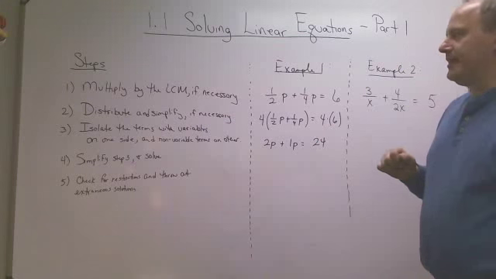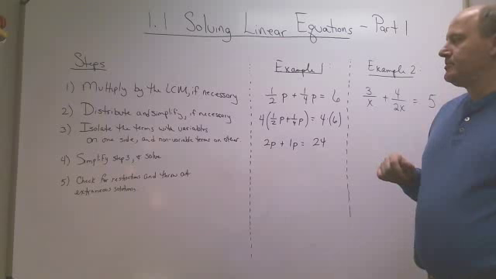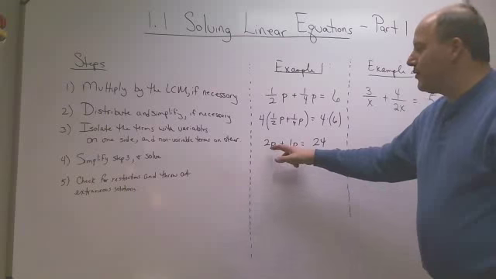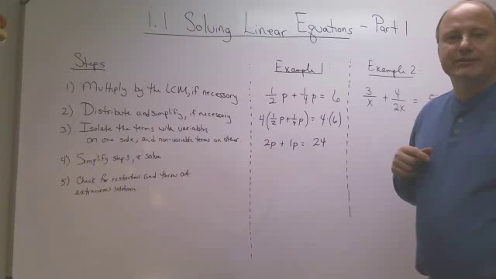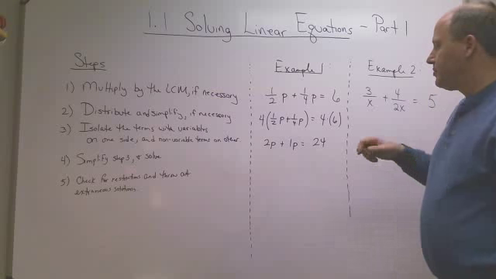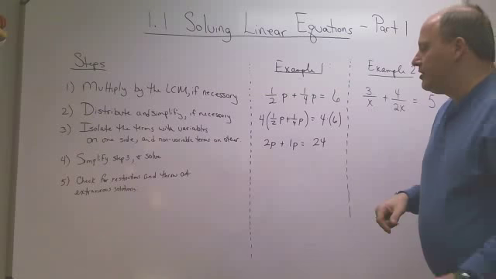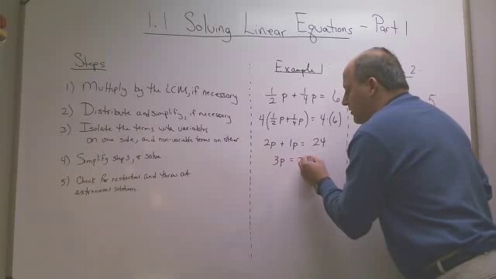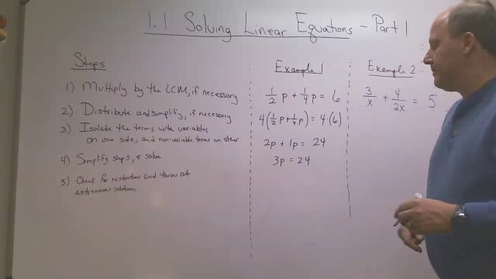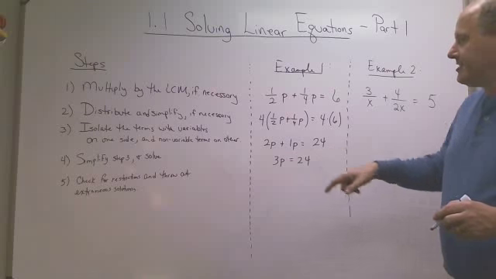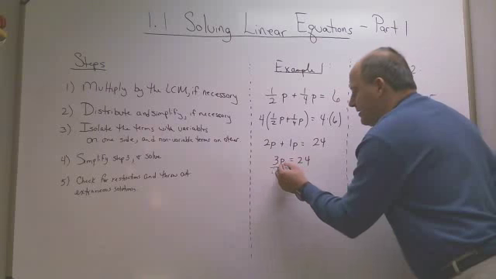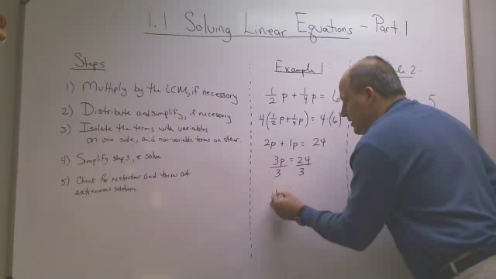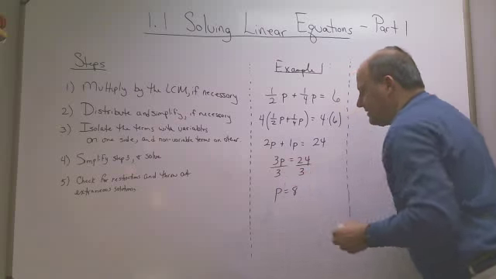So I've simplified it. So step 3, isolate the terms with variables on one side. Well, they're already there, so it's pretty nice. This one's a pretty nice problem, because the variables are already on one side. So 2p plus 1p is 3p equals 24. And then simplify this step. So I did that, and then solve it. Divide by 3, isolate the p, and so p equals 8.